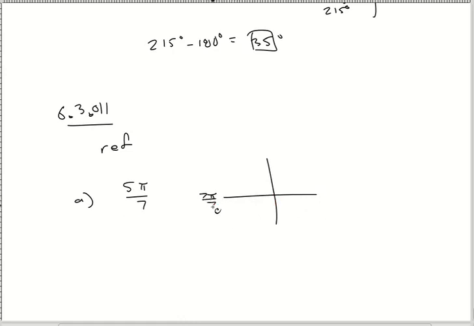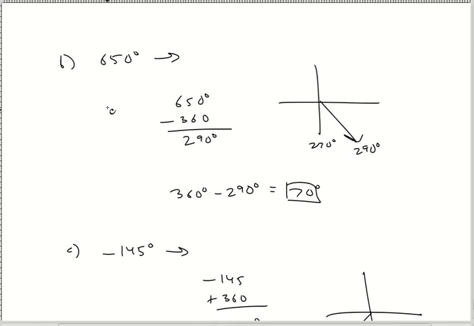But if I were to have everything divided by 7, 7 over 7 would cancel, make a 1, therefore it's just pi, right? So this is still legal. This is still okay. So if I were to cut these up into 7 pieces, 1, 2, 3, 4, 5, 6, 7 pieces, then 5 pi over 7 would be somewhere around right here. So I'm thinking that's going to be quadrant 2.